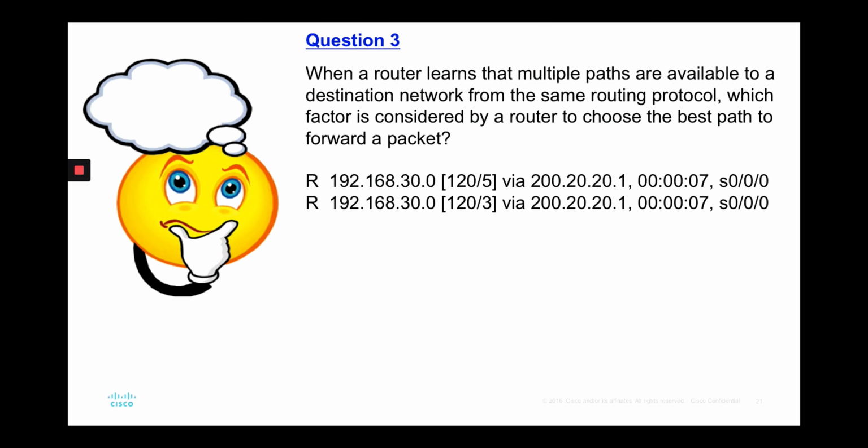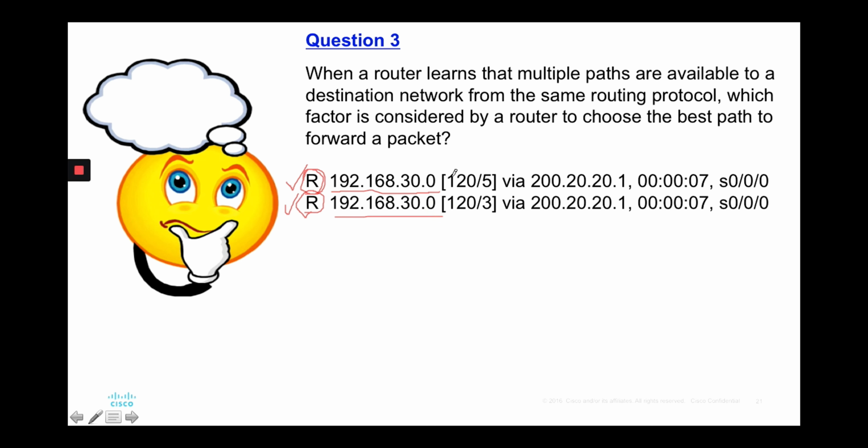Now, let's move on to question 3. When a router learns that multiple paths are available to a destination network from the same routing protocol, which factor is considered by the router to choose the best path to forward a packet? So in this case, we have two paths. Both are using RIP, the Routing Information Protocol, which is denoted as R, and both paths also reach the destination network of 192.168.30.0.